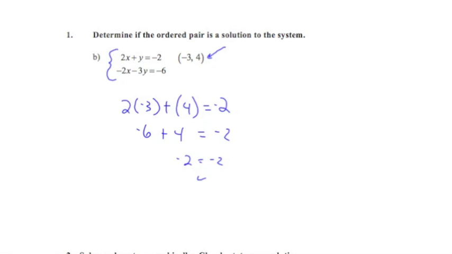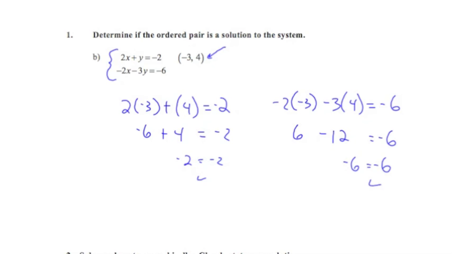So let's go ahead now and check it in the second equation, because again it needs to work for both of these equations. So I'd have negative 2 times negative 3 when I plug that in for x, and then positive 4 when I plug that in for y equals negative 6. Let's do some work on the left side here. Negative 2 times a negative 3 is a positive 6. And then a negative 3 times a positive 4 is going to give us a negative 12. And then 6 minus 12 will give us negative 6. So it works in the second equation.